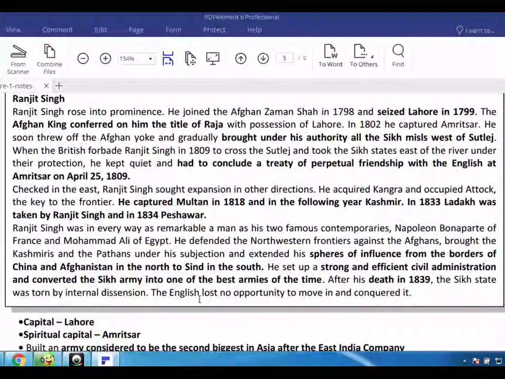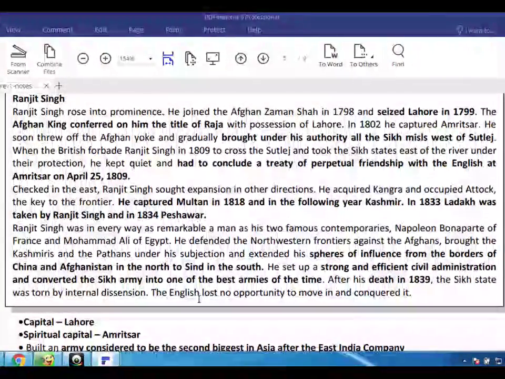After his death in 1839, the Sikh state was torn by internal dissension. The English lost no opportunity to move in and conquered it.